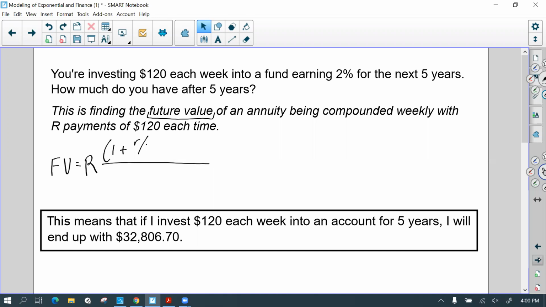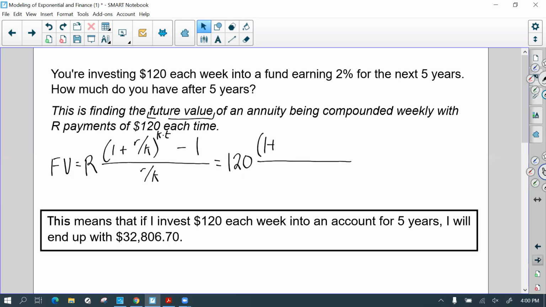1 plus the annual rate divided by how often you put it in, raised to the k times t, minus 1. All that is being divided by r divided by k. So R is how much you're putting in. You are putting in $120.